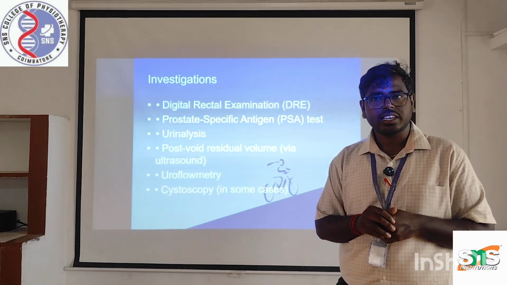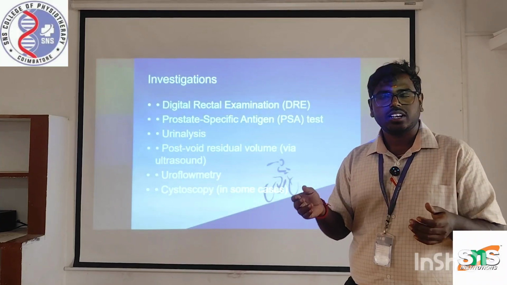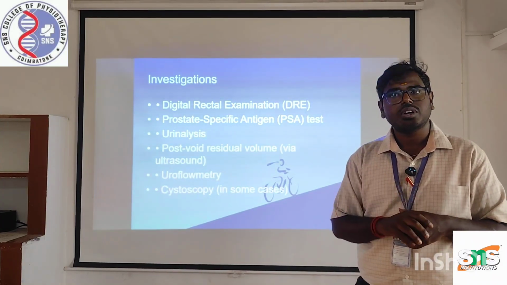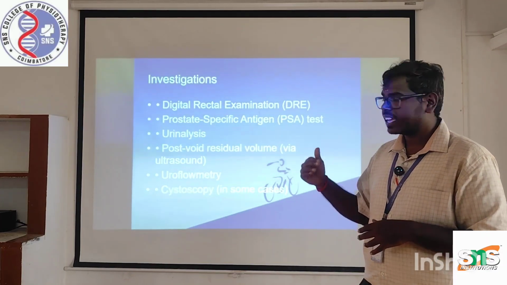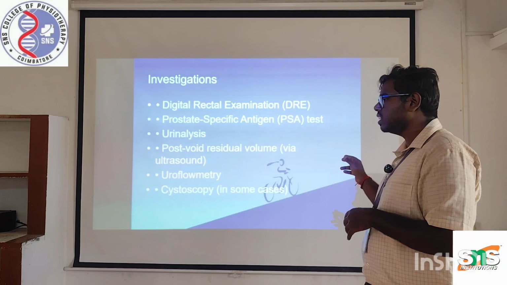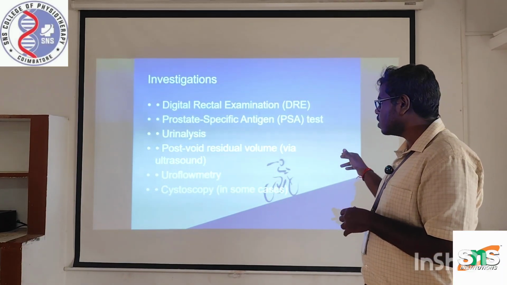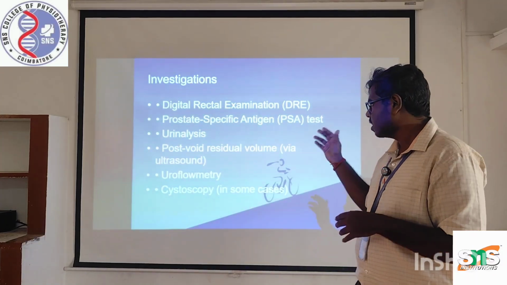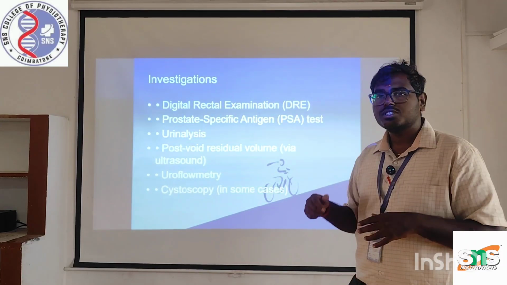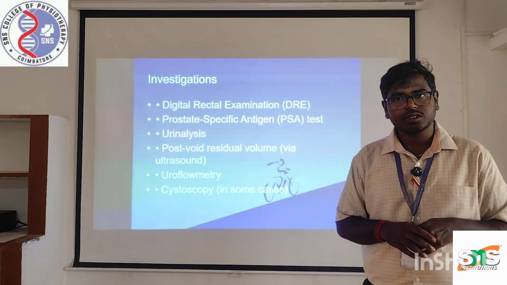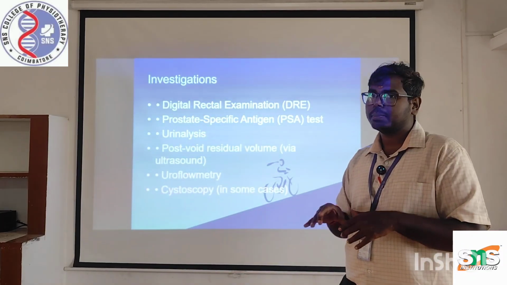Investigative methods. If a person is affected by benign prostatic hyperplasia, there are different types of diagnostic tools used to identify it. The first one is digital rectal examination, and the second one is the prostate specific antigen test. Then the third one is urine analysis. The fourth one is post-void residual volume using ultrasound scanning. Then uroflowmetry, and finally cystoscopy. These are some of the diagnostic tools used to determine whether the person is affected by benign prostatic hyperplasia.